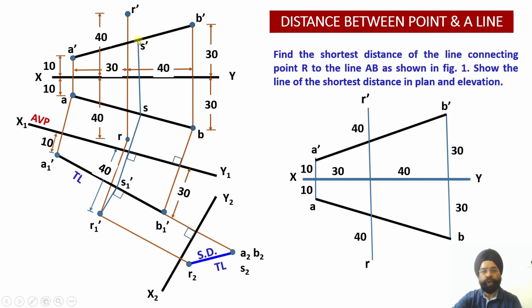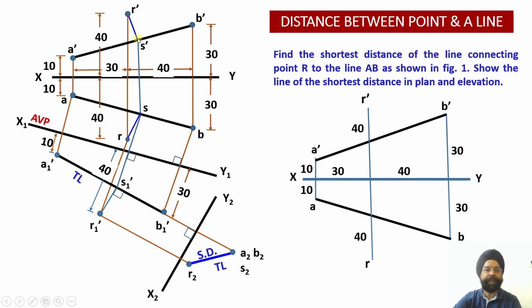So I am able to locate this point in the front view, and this point is also located in the top view. And now what I need to do is join this projection line in the front view, and join this projection line in the top view. Once I join both of these projectors, this is the shortest distance apparent length which will be visible to me in the top view.